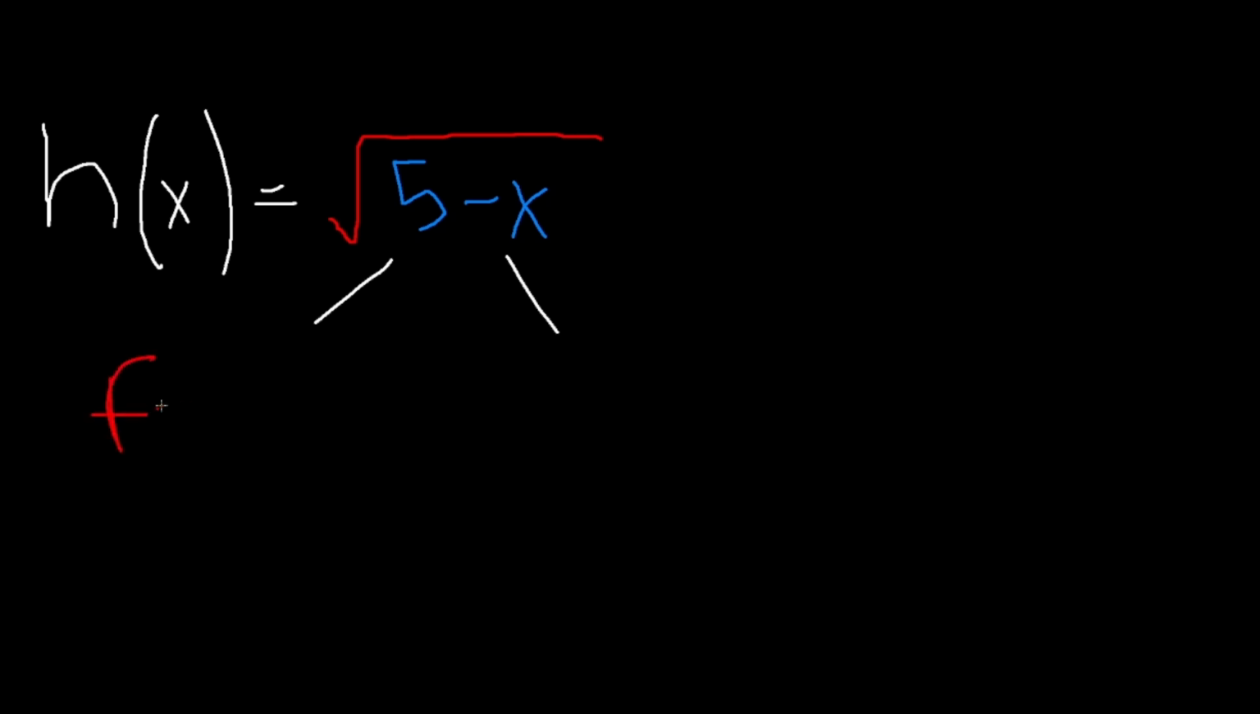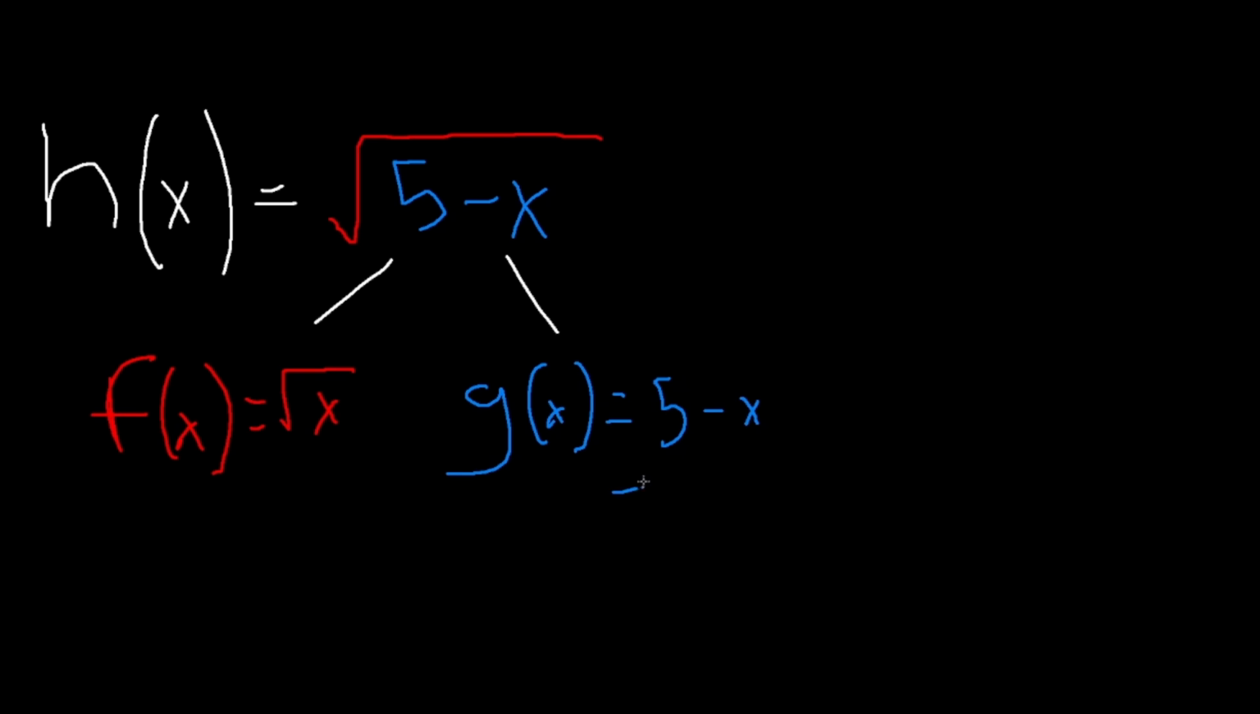So f of x is going to be in red. This is our outside function. It's going to be equal to the square root of x. And then g of x, which is our inside function in blue, is going to equal 5 minus x, which we can just rewrite as negative x plus 5. So we can put the variable there for convenience.